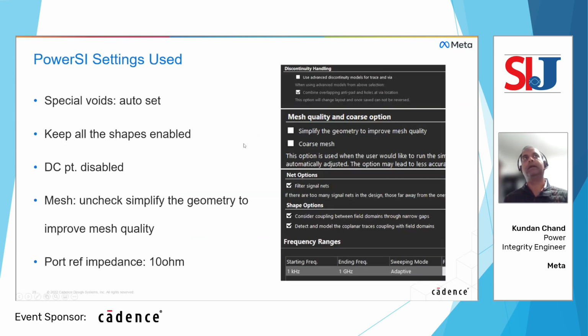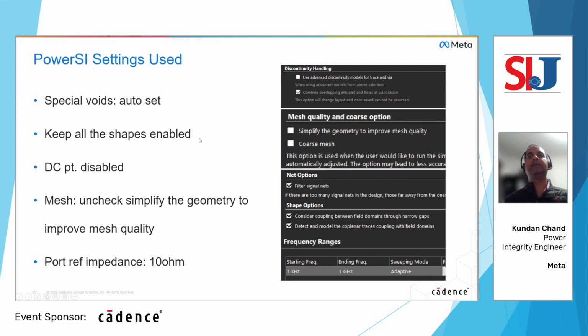I just want to give the settings we use for the Cadence PowerSI. First of all, there is a special void setting in PowerSI where, depending on what value we provide, the tool goes in and either fills those voids fully, or leaves them open. For our purposes, we used the automatic setting of that special void setting, because that's what was mentioned by the application engineer, for better accuracy.